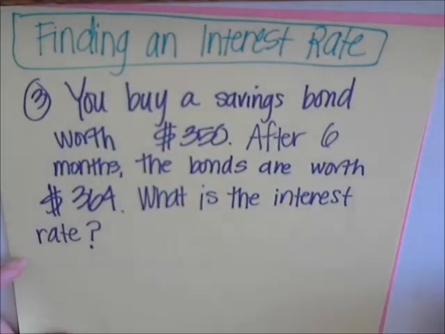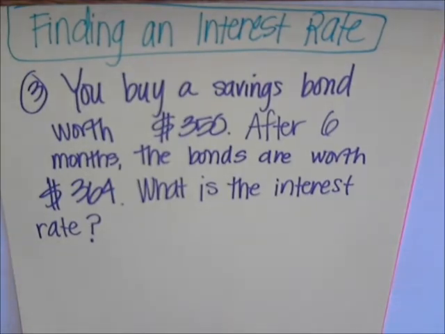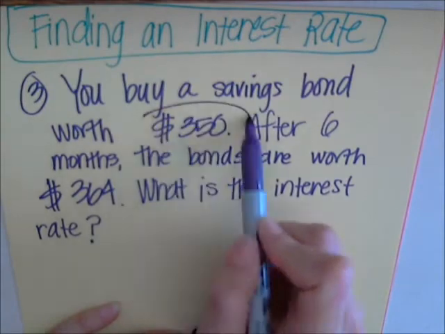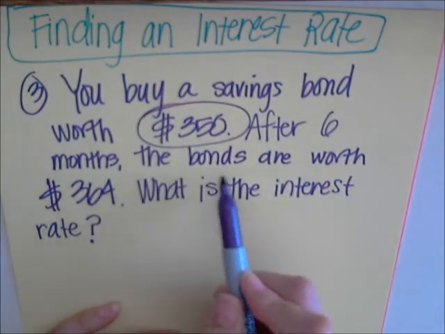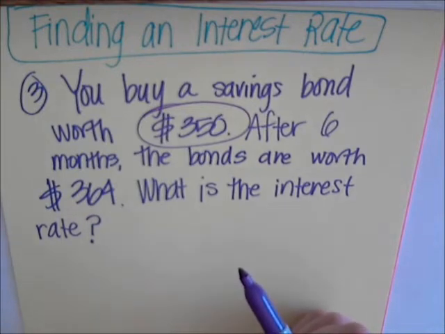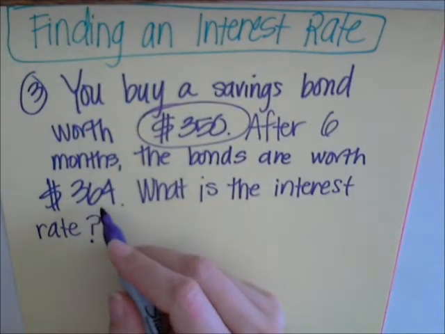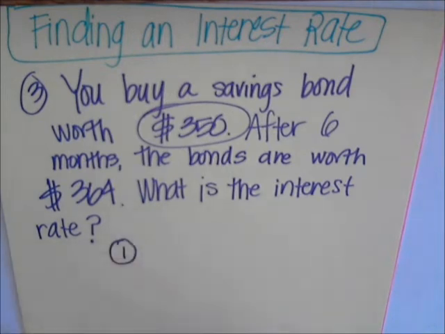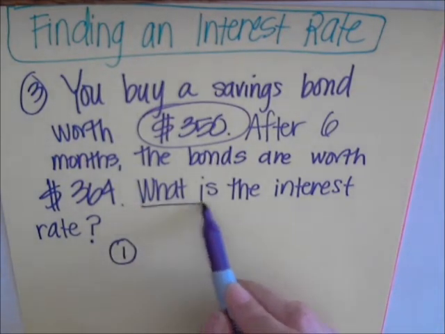Finding an interest rate. So here's an interesting problem. It says you buy a savings bond worth $350. After 6 months, the bond is worth $364. What is the interest rate? Okay, this is quite the problem. So I started with $350 and now I have $364. So my first step here, it seems as though they want us to find the interest rate.